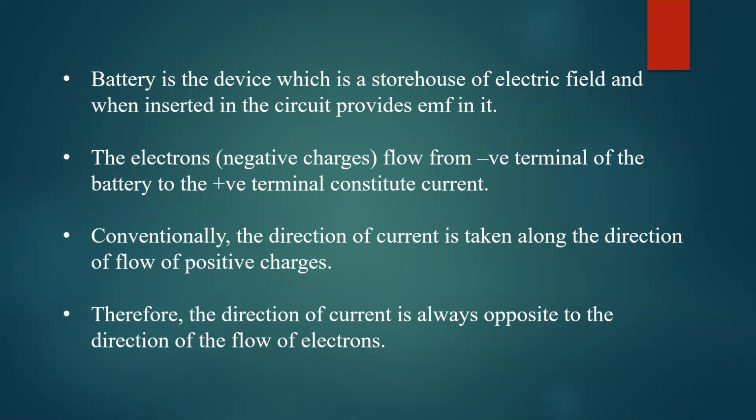Remember, electric current has the direction opposite to the direction of flow of electrons. Electrons will move from the negative terminal of the battery to the positive terminal of the battery, and they are assumed to be negatively charged particles. Okay, that is the information about the direction of current.